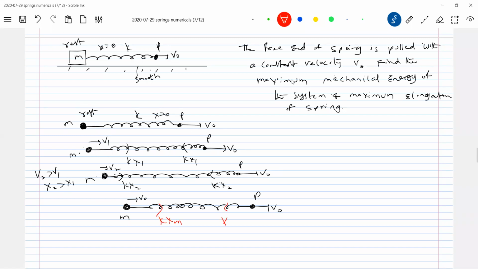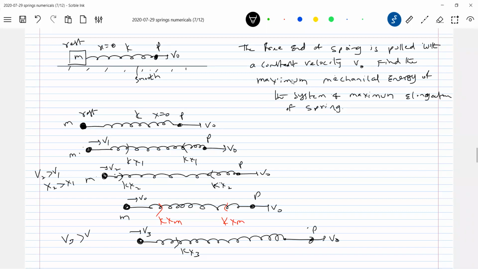Now you have to ask me questions, sir, how can you justify it? Look, the spring force is acting towards this side, acting on the block. What will it do? It will accelerate the block. And because of that, the velocity of the block will now become greater than the velocity of the free end. So here, call it V3, this is V0. So here V3 will be greater than V0.